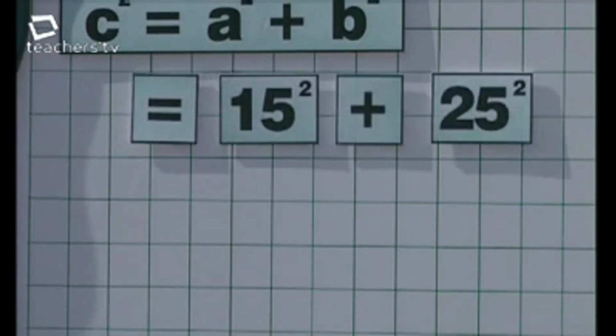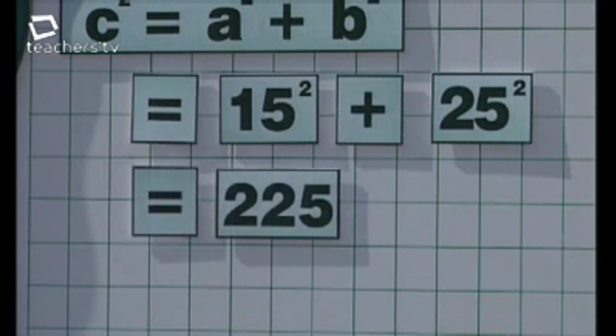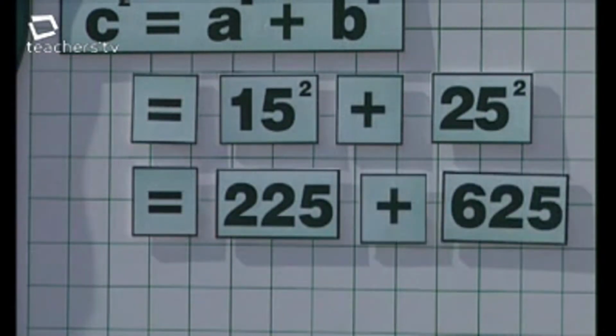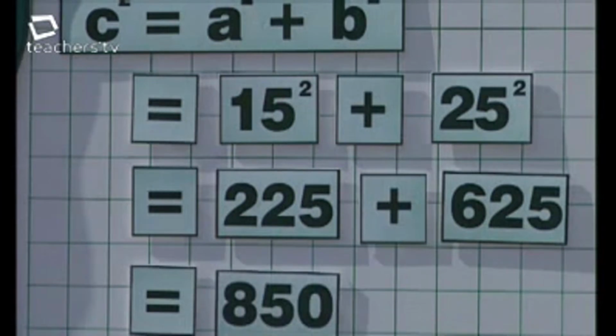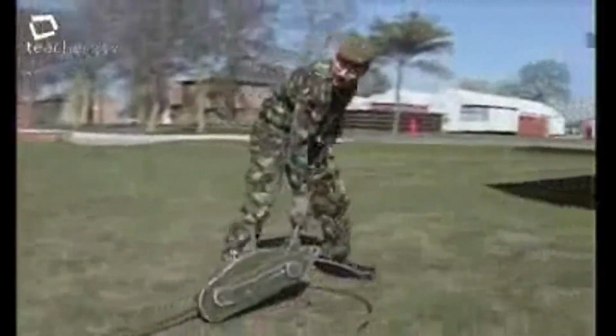Using our formula, C squared equals 15 squared plus 25 squared, which equals 225 plus 625, and that equals 850. But how do we find C? Well, you've got until the guys sort out the rope slide to work it out.